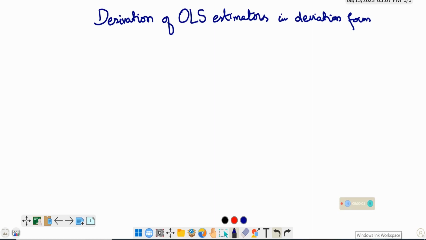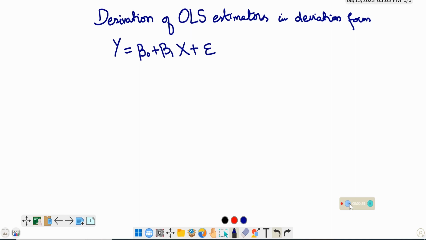Hello and welcome everyone. In this lecture, I am going to derive the OLS estimators in deviation form. Before beginning the derivation, let me share an important point about regression lines. In regression lines, we generally use subscripts with variables, while constants do not require any subscript. In our regression line, y, x and the error term are variables that will have subscripts.